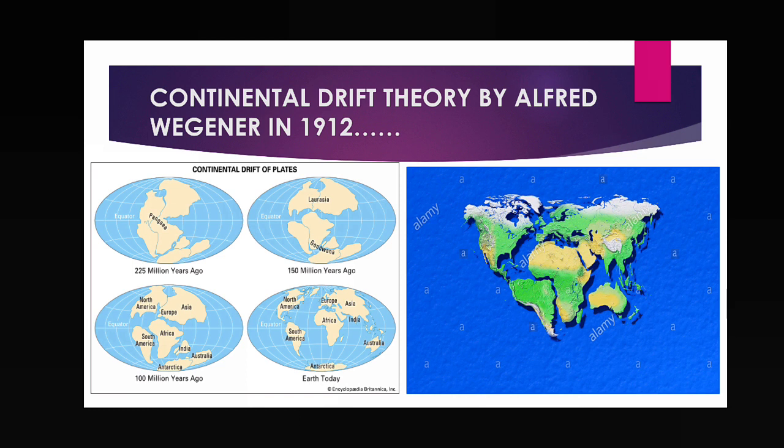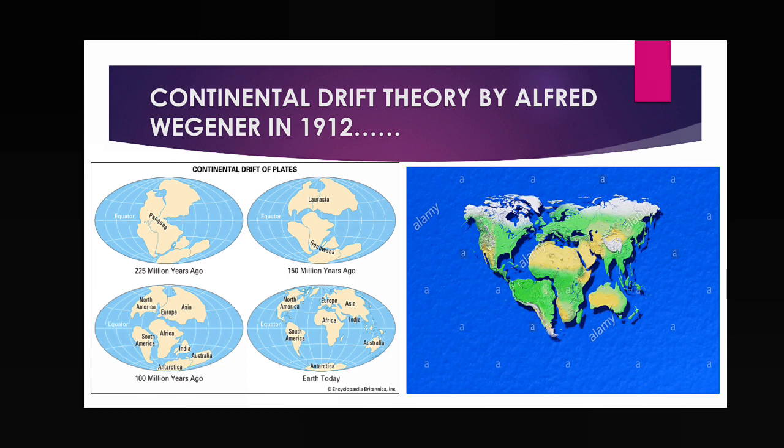And that's why you can compare the continents and oceans of 225 million years ago with our present-day earth's continents and oceans. That means plates are moving, and that's why continents also moved. This concept was given by Alfred Wegener in 1912, and this concept is called the continental drift theory. What is the name? That is called the continental drift theory.